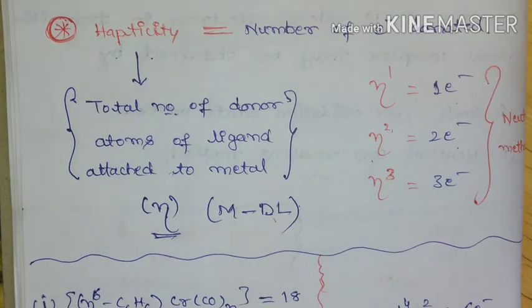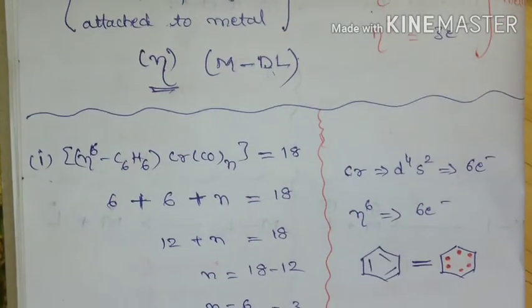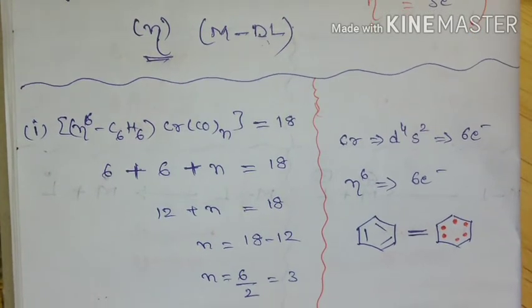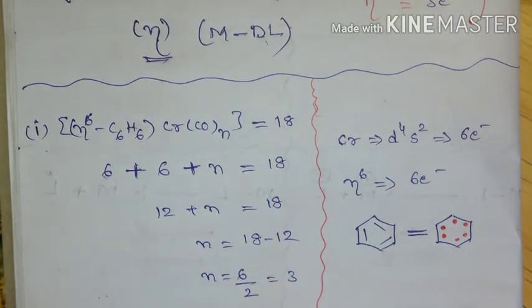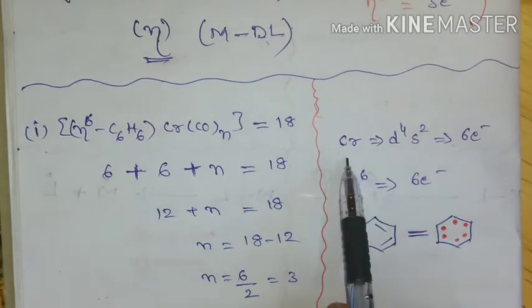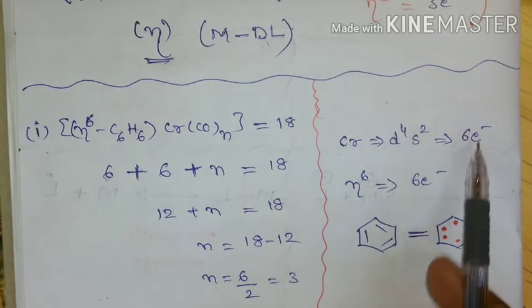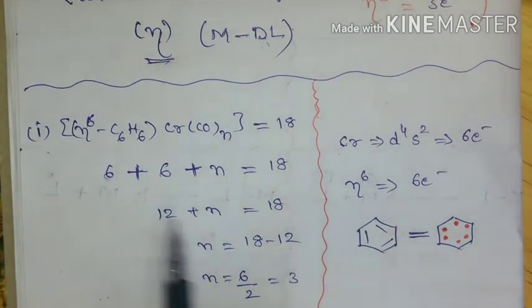So with this basic information, now we will see the n value of 2 coordination compounds which we have seen in the question. First is eta 6 C6H6 Cr(CO)n, with a total of 18 electrons, meaning this complex is going to obey the 18 electron rule. Now in the question we need to predict the value of n. For that we need to know the electron contribution by the metal. That is d5 s1, the metal is chromium, and it is going to contribute 6 electrons.